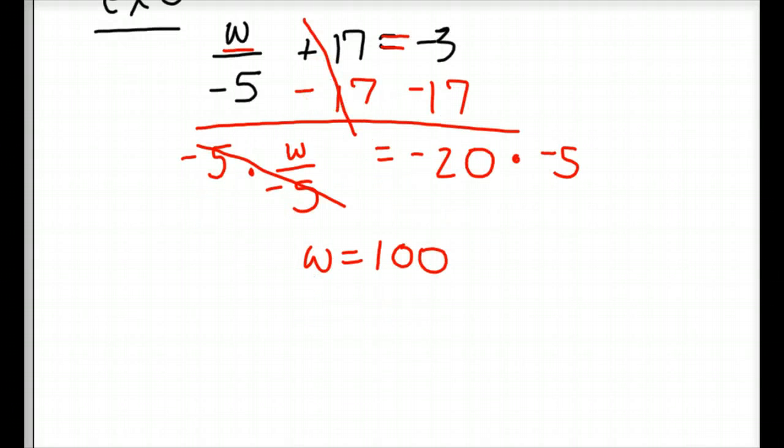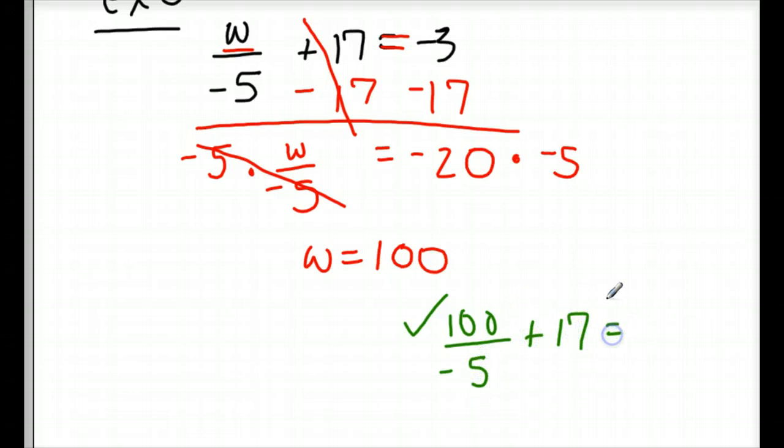And again, like I said, I'm not going to check them all, but I'll do this one. If we put 100 in for W, substitute it in, this is our check: 100 divided by negative 5 plus 17. Does that equal negative 3? Well, 100 divided by negative 5 is going to give us a negative 20 plus 17. Yes, does equal negative 3. So we're good. This checks out.